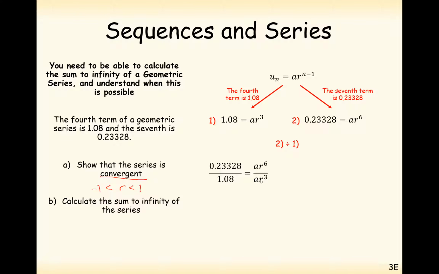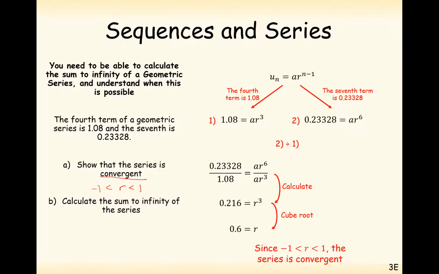Doing this, on the right hand side we're going to get r cubed, and the decimal that we get on the left hand side is 0.216. Now doing a bit of cube rooting, we get 0.6 as our r value. So to show that this series converges, we need the r value to be in between -1 and 1, which it is. 0.6 is in between -1 and 1. So therefore the series is convergent. What it means to be convergent is that if we were to add up an infinite amount of numbers in a geometric sequence, it would tend towards some value.